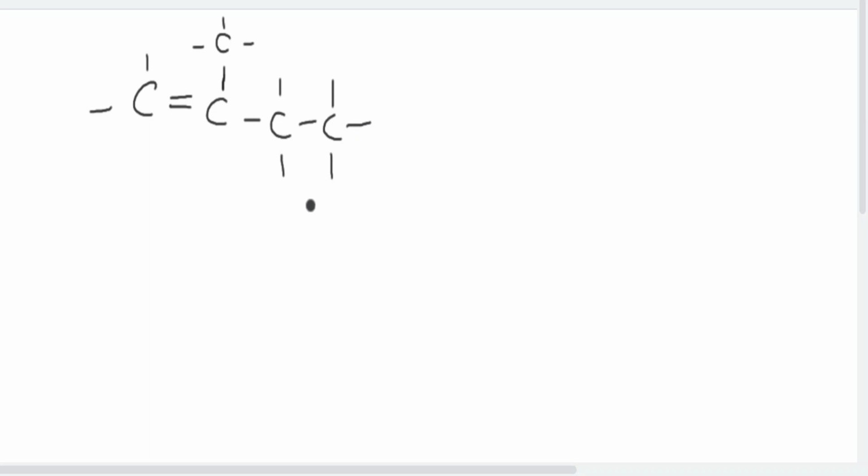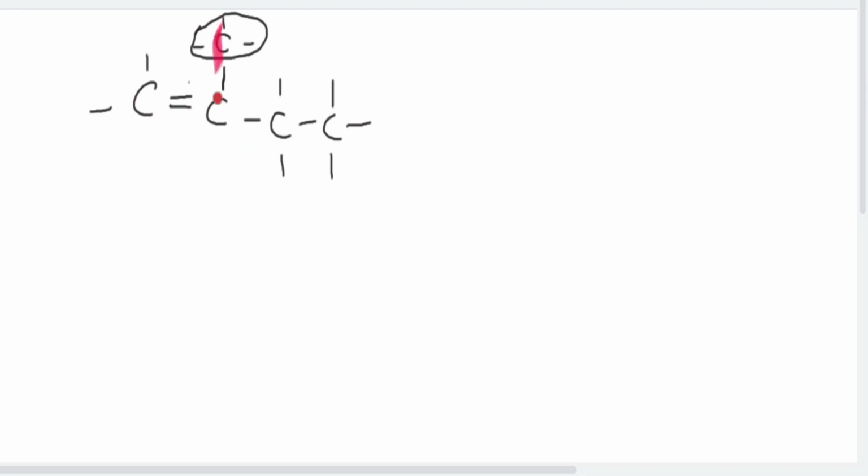Let's combine everything we know and do this last final example before ending the video. How do I name this? Pause the video and solve the question. First, I look at what I have. I see a double bond right here. And I also see this methyl group. How do I say that this is a methyl group? Well, this is the longest carbon chain.